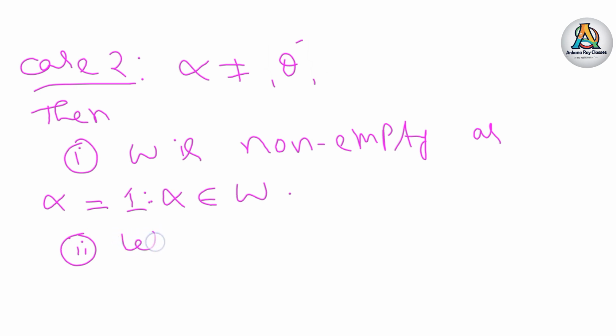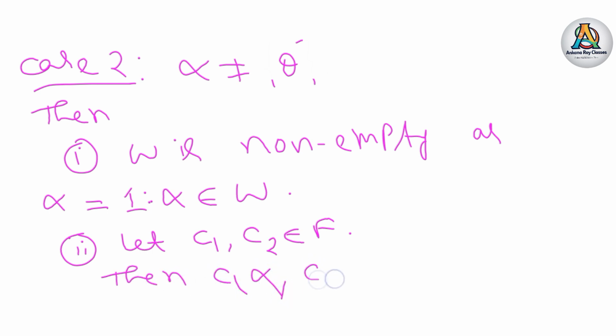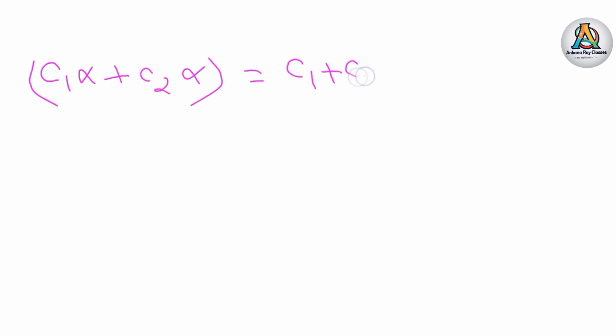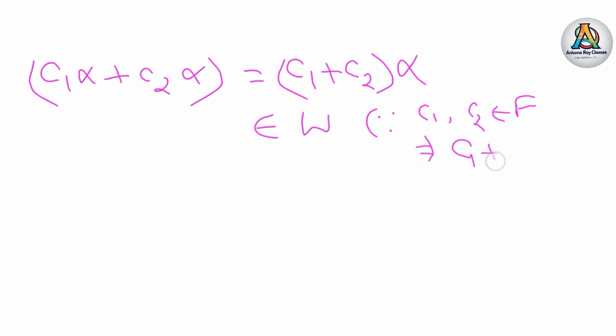Second, let C1 and C2 belong to capital F. Then C1 alpha and C2 alpha belong to W. Now C1 alpha plus C2 alpha is equal to C1 plus C2 of alpha, which belongs to W. Since C1 and C2 belong to capital F, it implies C1 plus C2 belongs to capital F because F is also a field. Therefore, the addition of two elements of W belongs to W.